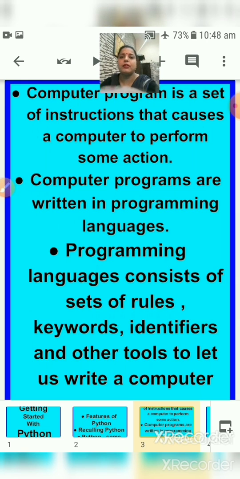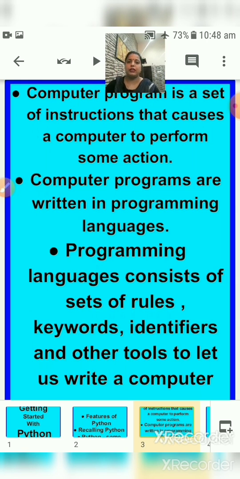A computer program is a set of instructions that causes the computer to perform some action. Children, from the smaller classes we are learning computer. Again and again we are saying one thing: computer is a machine. Computer always follows the instructions of human beings. After that, the computer can perform any kind of action. So computer programs are written in programming languages.